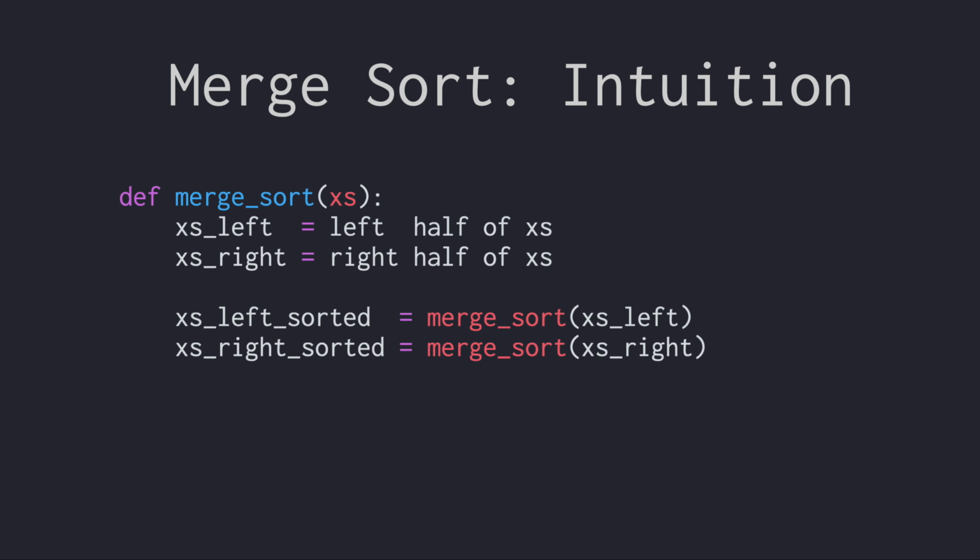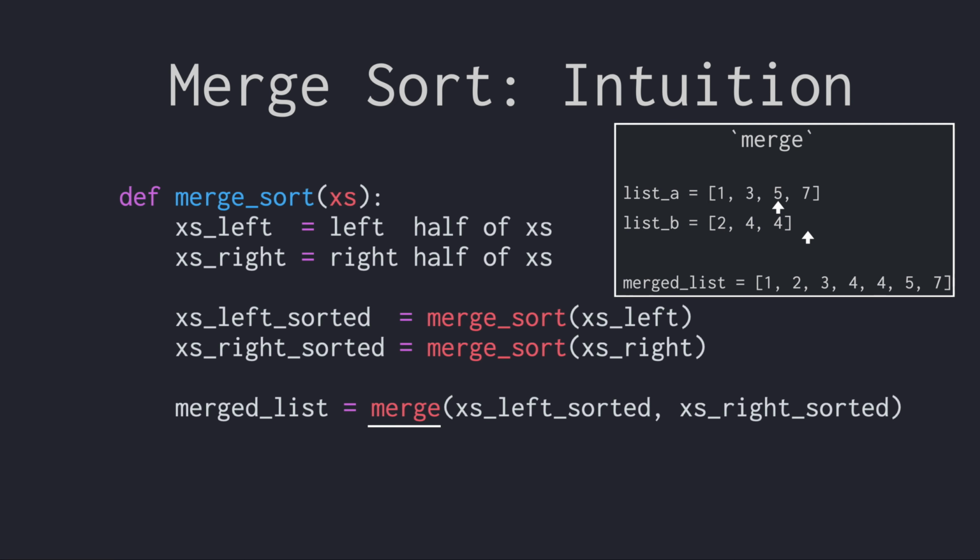So now that we hopefully agree that these recursive calls to merge sort will magically work, no doubt, here's what we have. We have the left half sorted, called x's left sorted, and then we have the right half sorted, x's right sorted. Now this looks a lot like the setup that we had for the problem of merge. We start with two sorted lists and we combine them into a larger sorted list. Now, merged list equals merge of x's left sorted and x's right sorted.